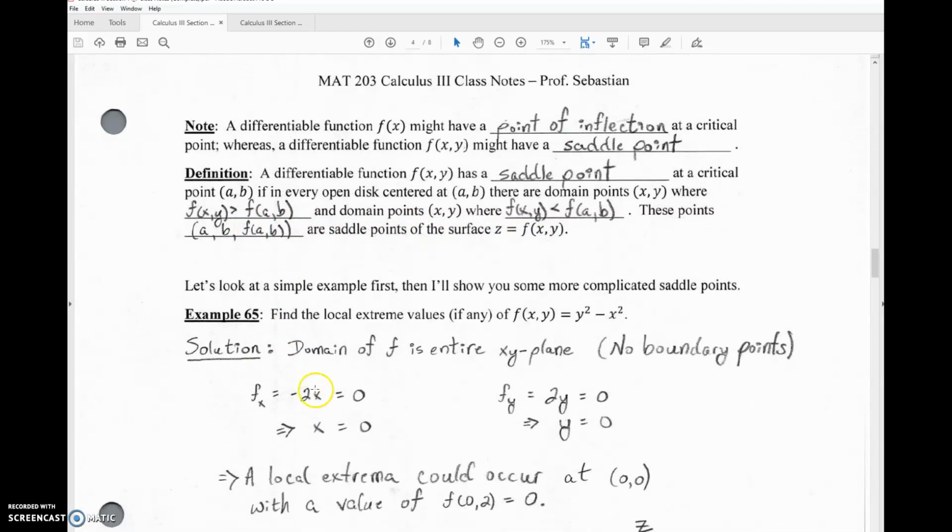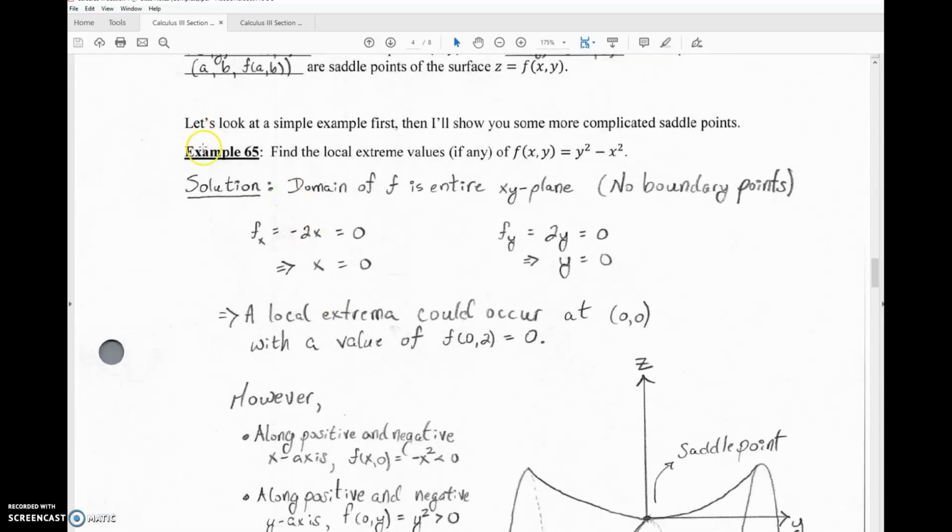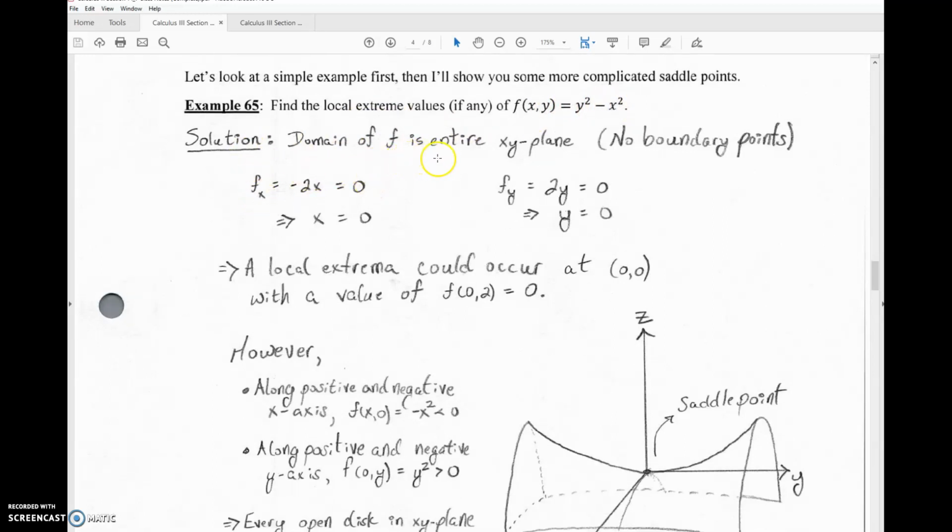So let's look at a simple example first, then I'll show you some more complicated saddle points. Okay, example 55. Find the local extreme values, if any, of f of xy equals y squared minus x squared. So the solution: the domain of f here is the entire xy plane, and it has no boundary points. The partial of f with respect to x equals minus 2x, set that equal to 0, you get x equals 0. Partial of f with respect to y equals 2y, set that equal to 0, you get y equals 0.